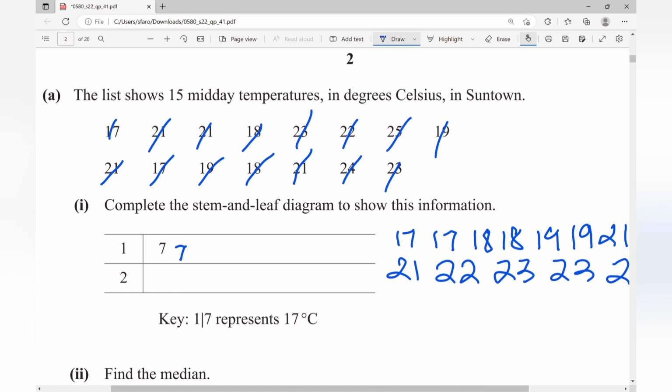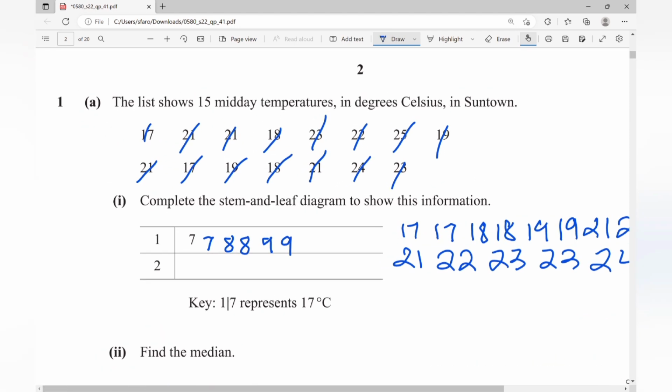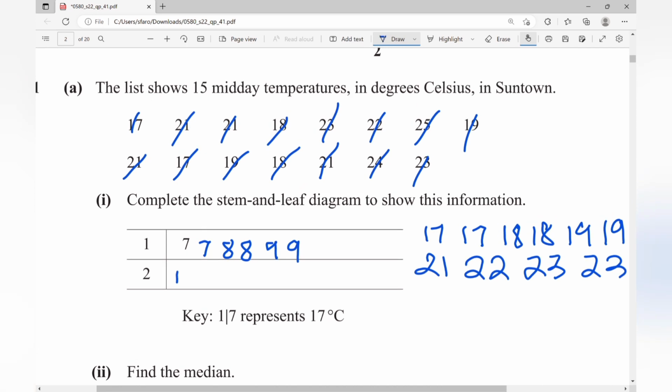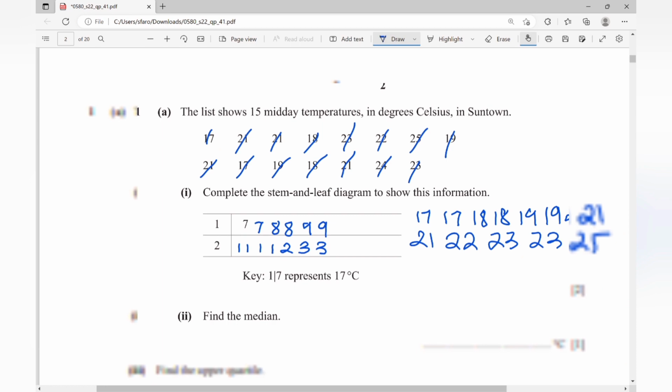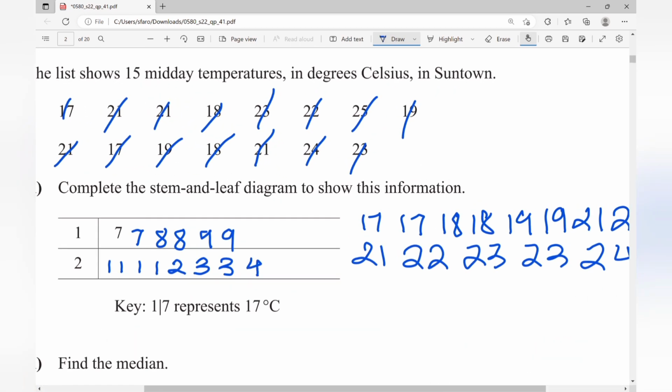7. We have two 18s, so two 8s. We have two 19s, so two 9s. And then we have four 21s, so I'll just write four 1s in this row. Then we have 22, so I'll just write a 2. And we have two 23s, so I'll just write two 3s. Then we have a 24 and a 25, so I'll just write 4 and 5.